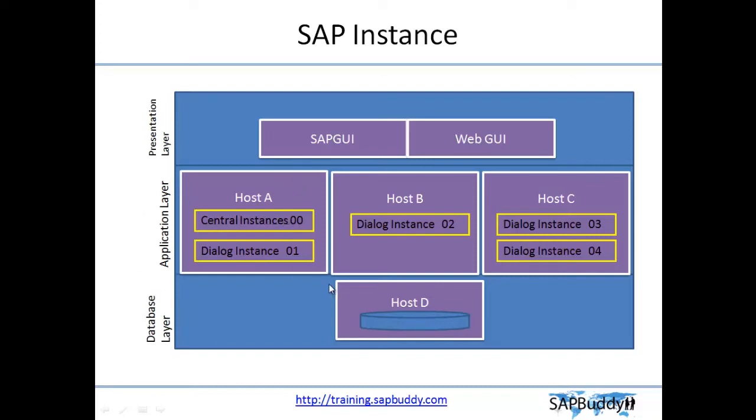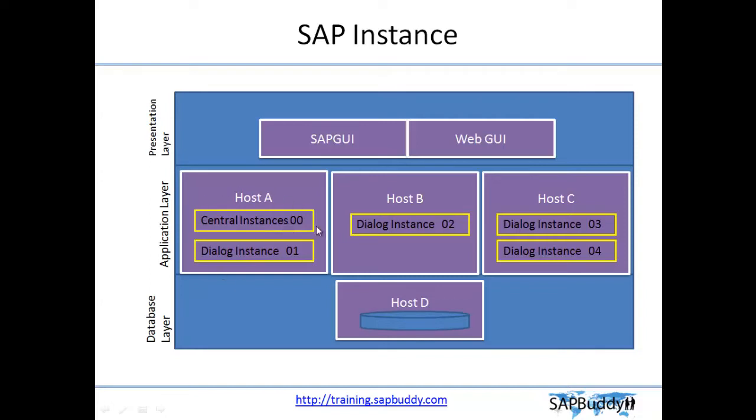In the application layer, you can see different hosts. In host A, you can see the central instance. The central instance is the one where you have the message server. The message server generally controls the entire system, meaning the central instance message server is the one that receives all the requests and distributes them to different dialog instances using the dispatcher. This we have seen in our previous session. However, let's see it in more detail.